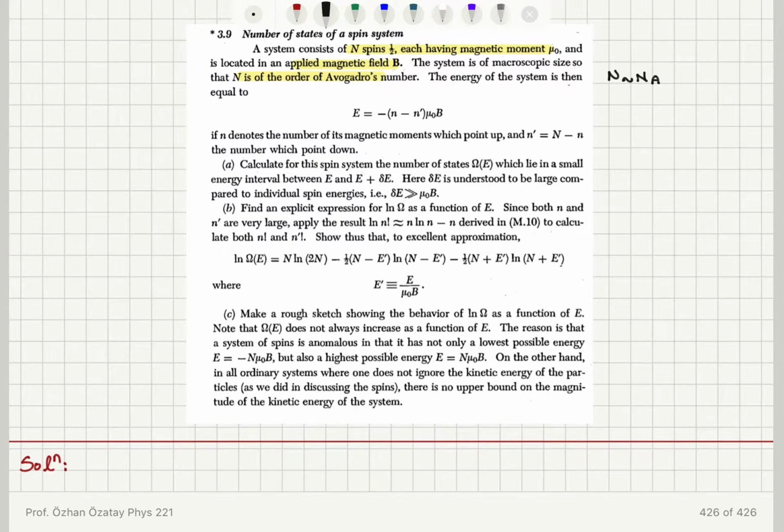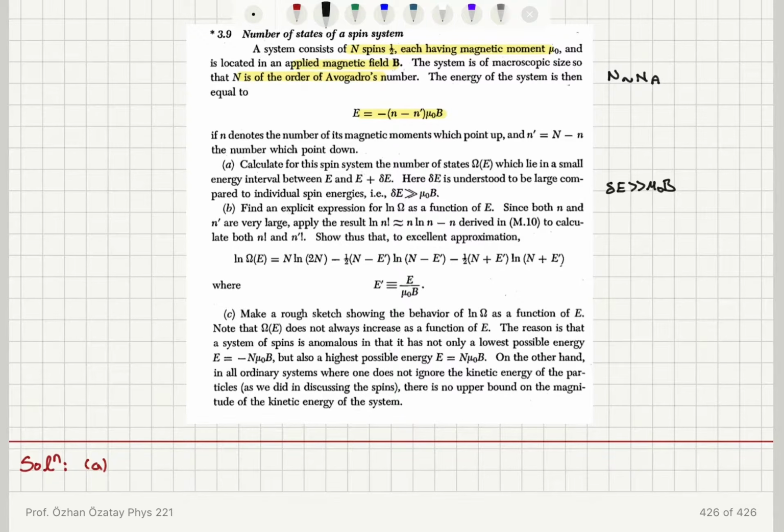The energy of the system is then equal to minus n prime mu0 B, if n denotes the number of its magnetic moments which point up and n prime which point down. Calculate for this spin system the number of states which lie in a small energy interval between E and E plus delta E, where here delta E is understood to be large compared to individual spin energies. Delta E is much greater than mu0 B. Okay, so let's start with this part A of the problem.